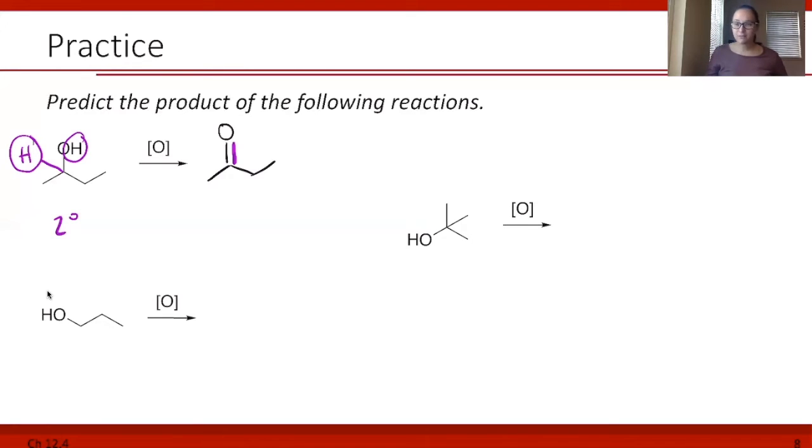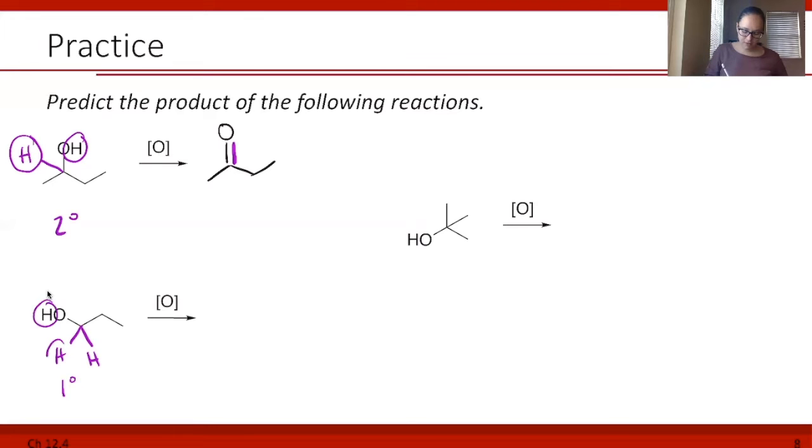Let's go down to the bottom one here. So now I have a primary alcohol. We only have one carbon connected to our carbon of the alcohol. Do the same thing. We're going to draw in any hydrogens on this carbon here. So now I have two hydrogens on this carbon, so I have two different opportunities to do an oxidation or add more CO bonds.